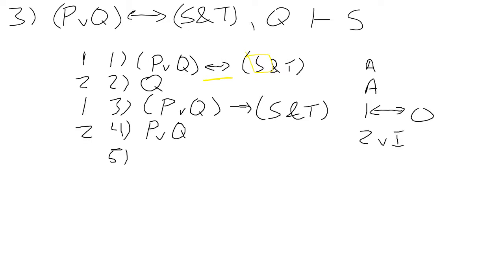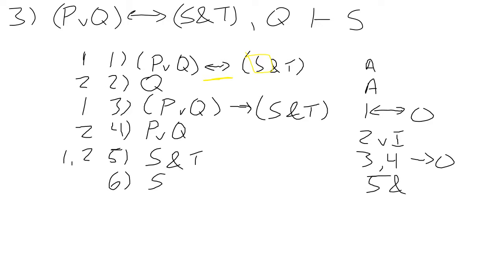And then we can toss that into our conditional statement to get S and T from 3 and 4, arrow out. 3 and 4 have 1 and 2. And then we just need to do and out on 5. And that is our conclusion that we were looking for. So that is problem 3.